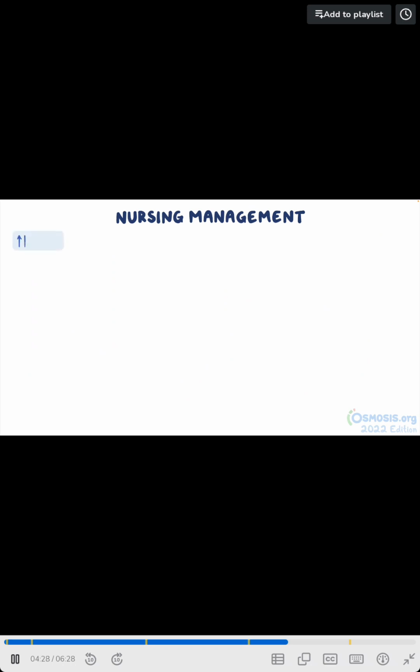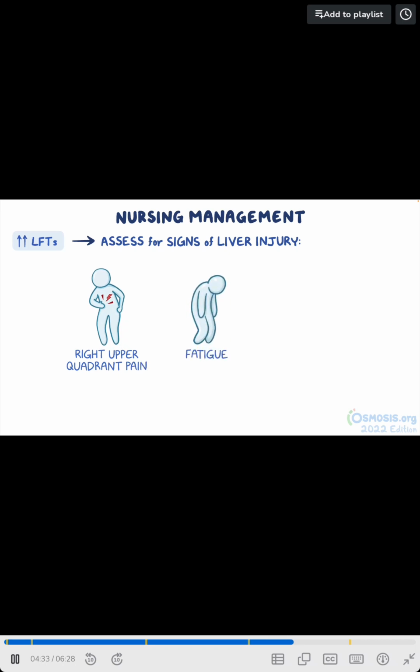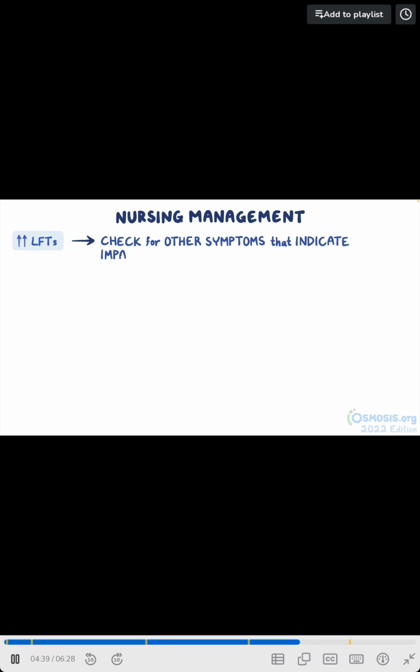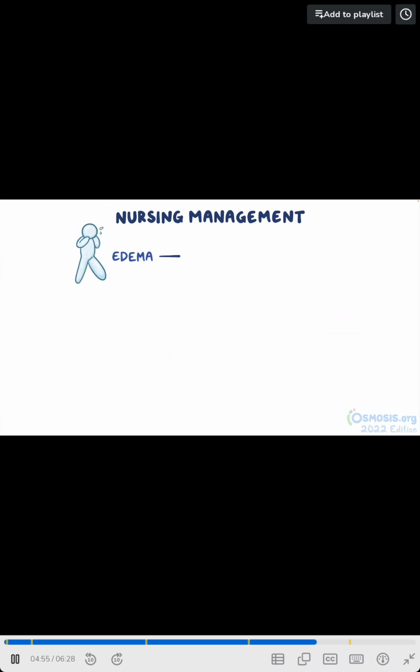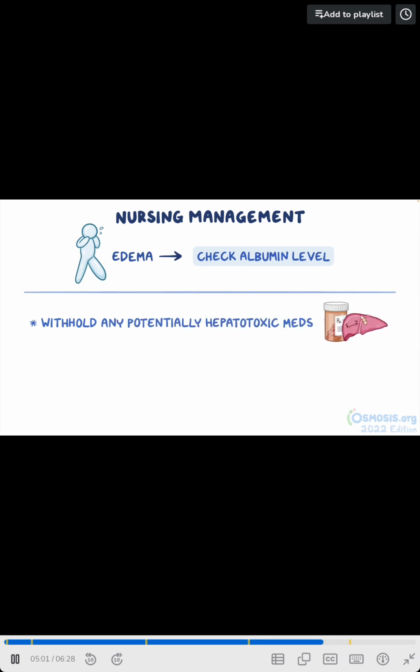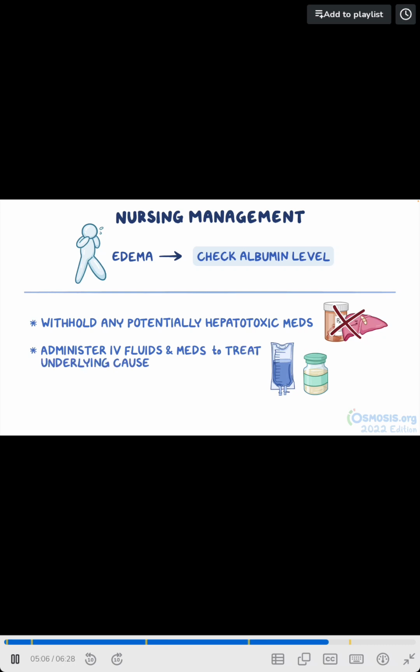Now, if your client has elevated LFTs, assess for signs of liver injury, like right upper quadrant abdominal pain, fatigue, nausea, or jaundice. Also, check for other symptoms that indicate impaired liver function, like easy bleeding or bruising that could be related to decreased clotting factors. If these are present, also check prothrombin time, or PT, and international normalized ratio, or INR. If edema is present, check their albumin level. Then, withhold any potentially hepatotoxic medications, and administer IV fluids and medications to treat the underlying cause, as prescribed.